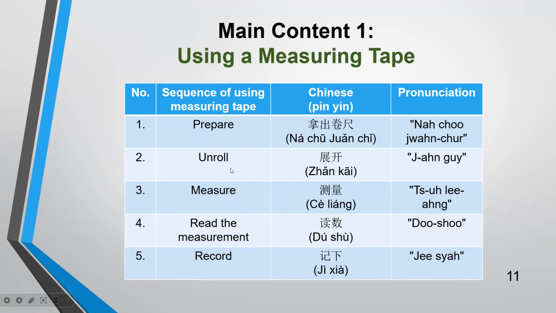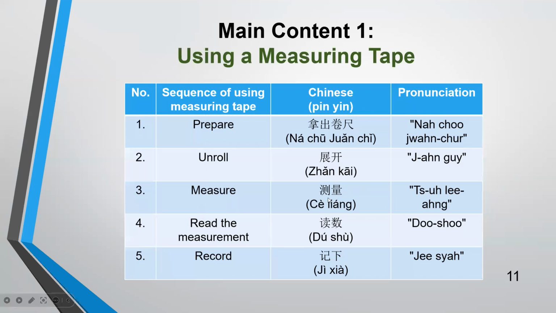We have to unroll it. Unroll it, we say 展开. Again, it's like J plus N. 展, one guy or two guys. 展开, a little bit soft. Yes, to unroll. Then we go back to measure.